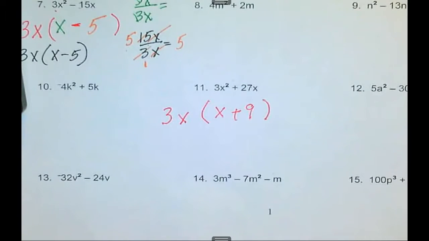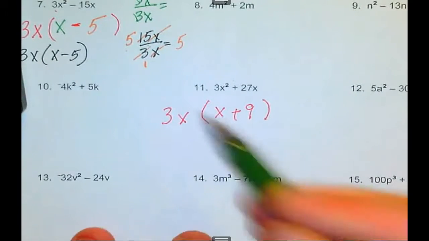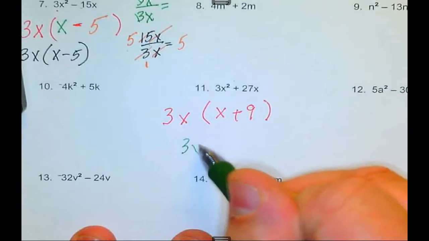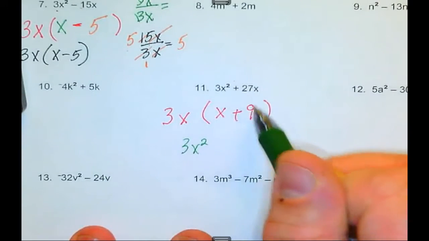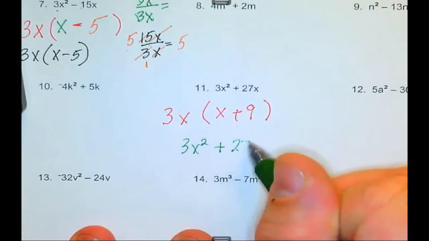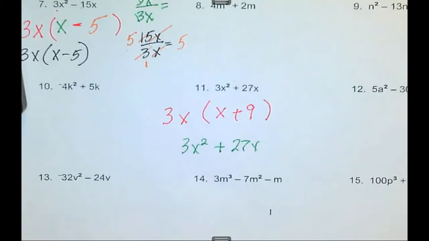Now, if you don't know if you did it right, what can you do? Multiply it out. Distribute it. 3 times x, 3x squared. 3x times 9, 27x. Okay. Now, can you do one with 3 terms?